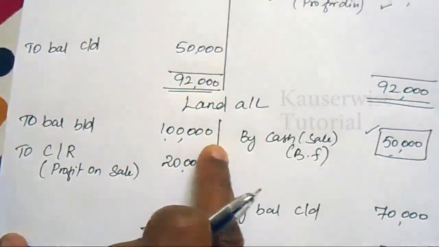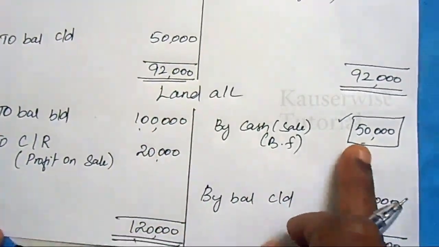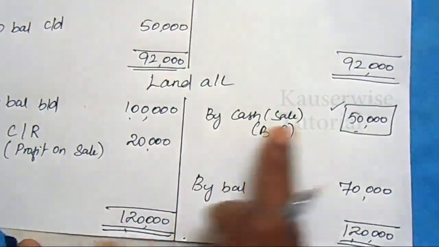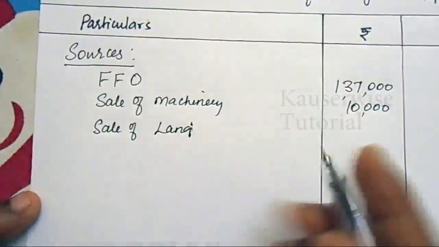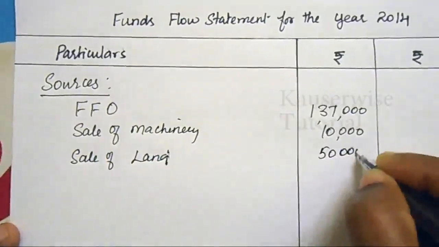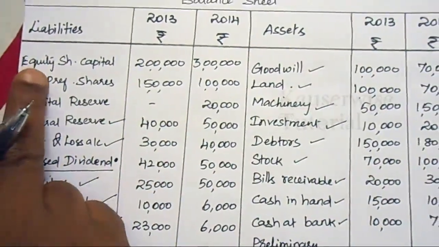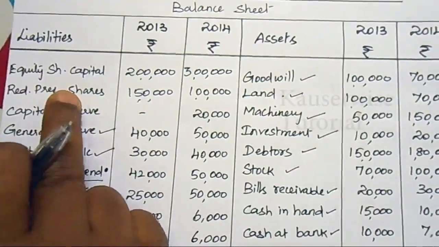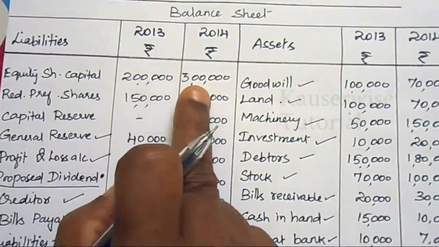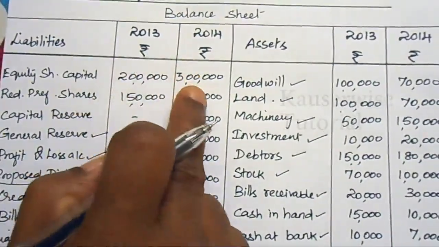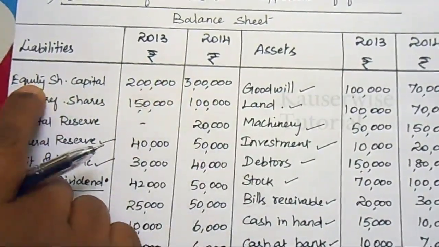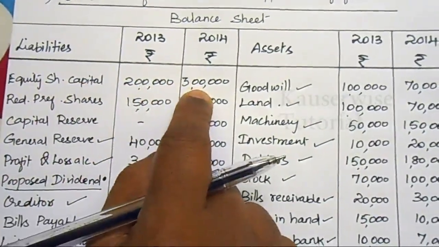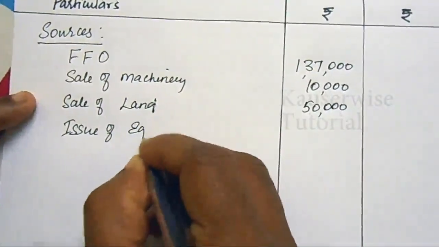Look at the land account ledger. In the land account also we have a balancing figure of 50,000 as sale of land. This will be recorded in sources of fund. Sale of land, how much? 50,000. Look at the liability side, equity shares. It is also one of the sources of fund. Last year 2 lakhs, current year 3 lakhs. So the difference is 1 lakh increased, which means issue of shares. They have raised 1 lakh rupees by way of issue of equity shares. Issue of equity shares, 1 lakh.